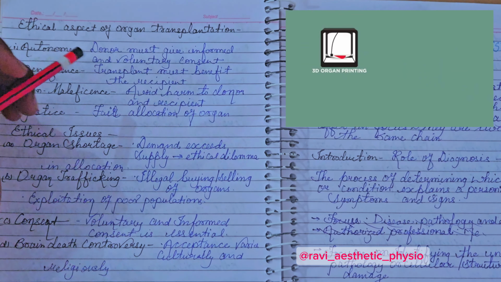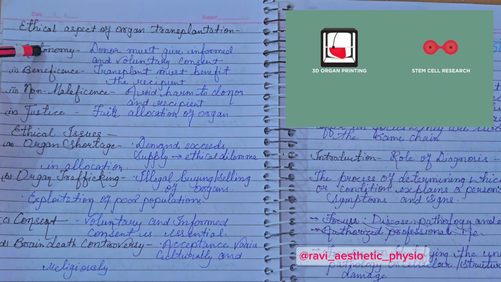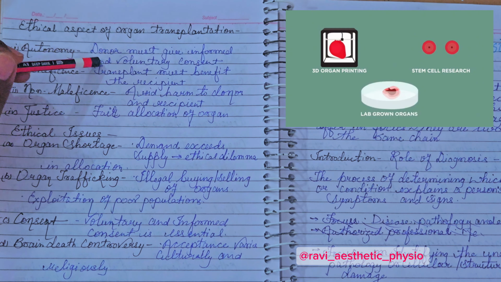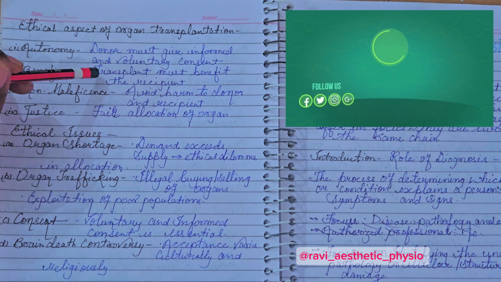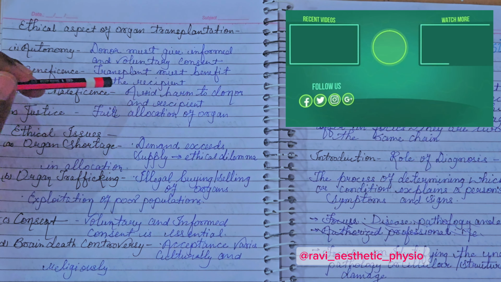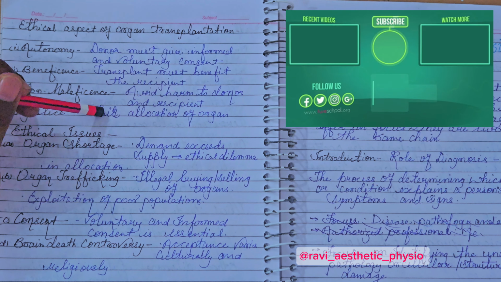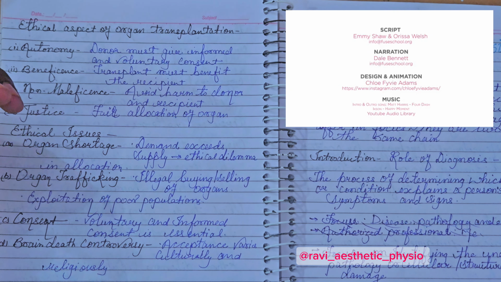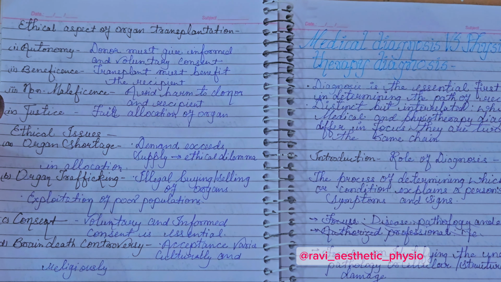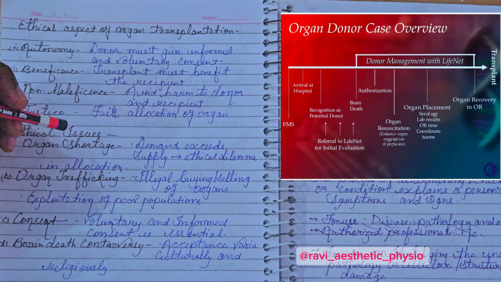Next are the ethical aspects of organ transplantation. First is autonomy. The donor must give informed and voluntary consent towards the recipient or higher authority. Next is beneficence. Transplant must benefit the recipient. Non-maleficence is to avoid harm to the donor and recipient. Justice is fair allocation of organs, meaning a good, healthy organ should be transplanted to the recipient.